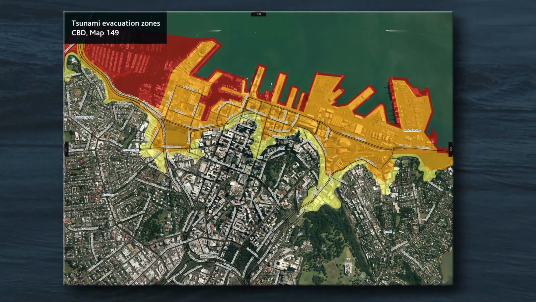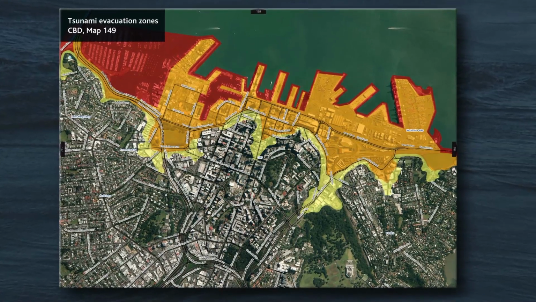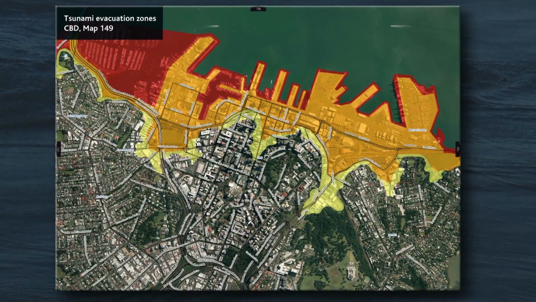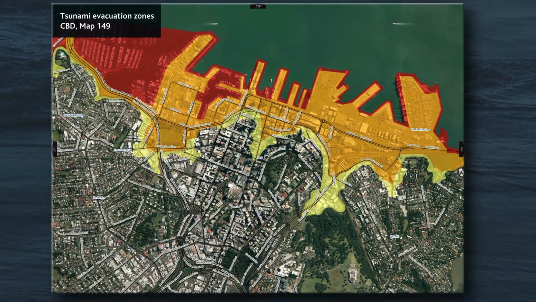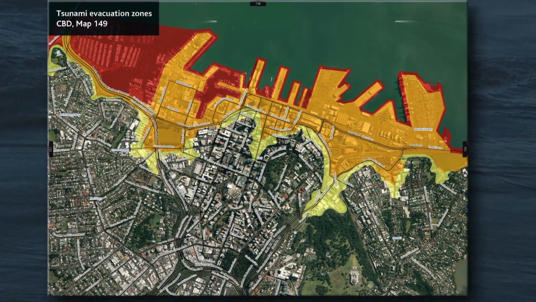Auckland Civil Defence and Emergency Management have developed a series of tsunami evacuation maps, which provide an indication of those areas which you should evacuate from if you do feel a large earthquake. Most low-lying areas in Auckland will be affected by large tsunami.